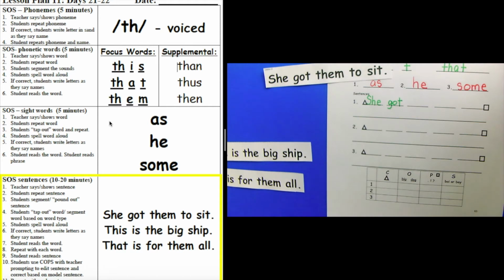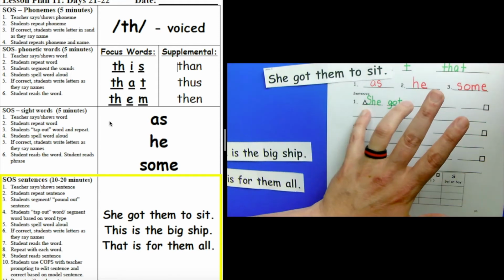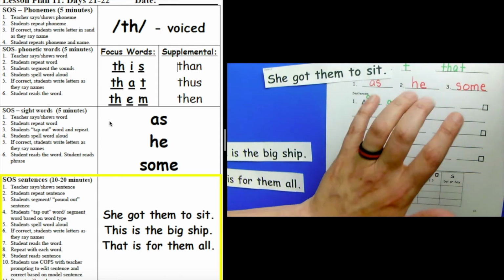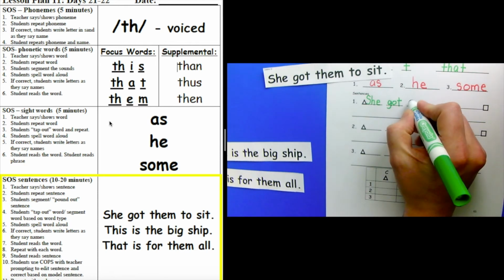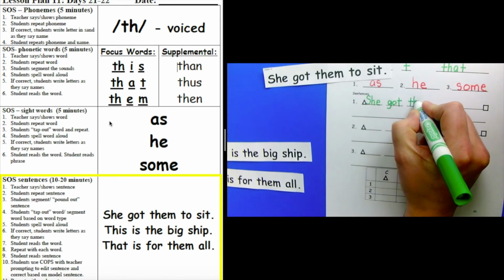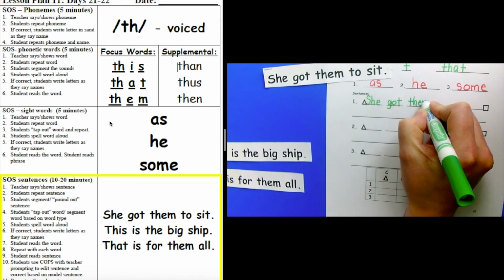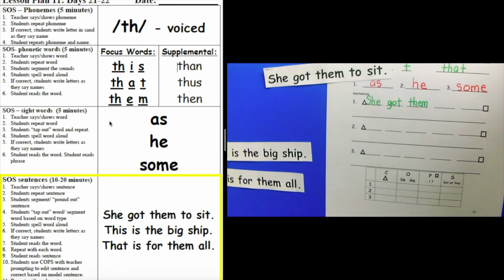She got them. First, we segment the sounds. Th, e, m, them. Then the student spells the word aloud. T-H-E-M. If the student is correct, then they write those letters. T-H-E-M. Make sure they're saying the letter names when they write those letters. And then go back and repeat the sentence each time just to kind of spark their memory.